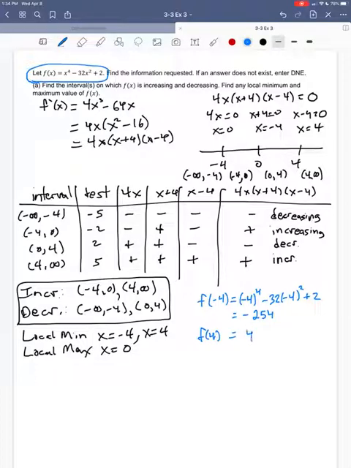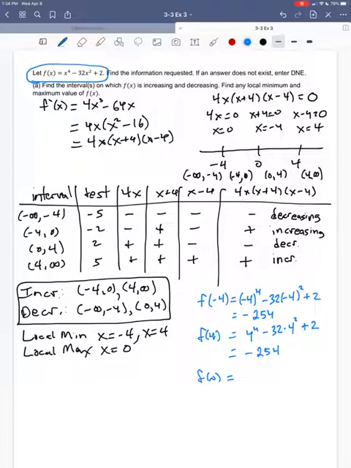So 4 to the 4th minus 32 times 4 squared plus 2. This is an even function, so the fact I changed from negative to positive doesn't change anything here. I still get negative 254 then for my function value. And then my final one I need to do is f of 0.